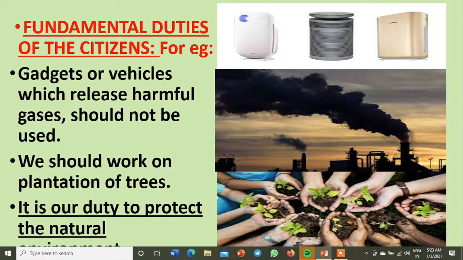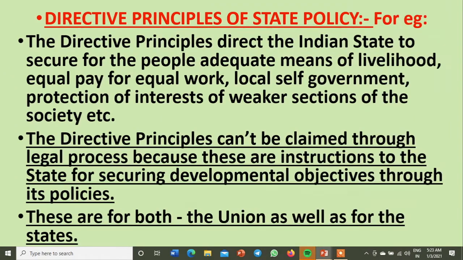Now, the next duty is that we use many gadgets or vehicles which release harmful gases, and they should not be used. We are not to use such harmful gadgets or vehicles. We should work on the plantation of trees. This is our fundamental duty. It is our duty to protect the natural environment.